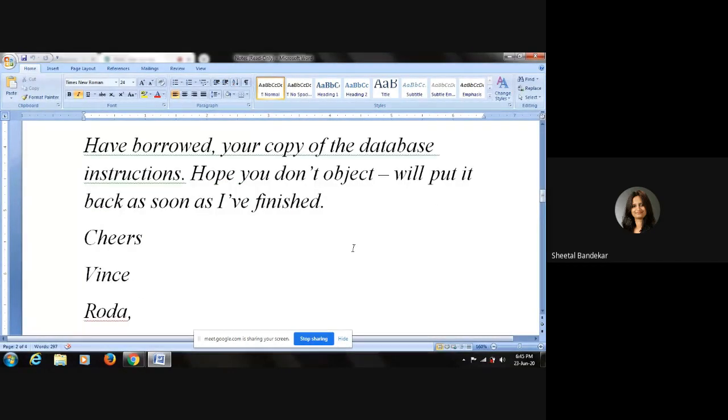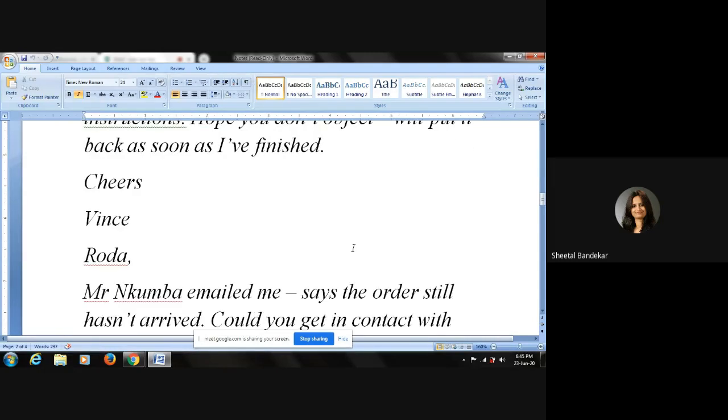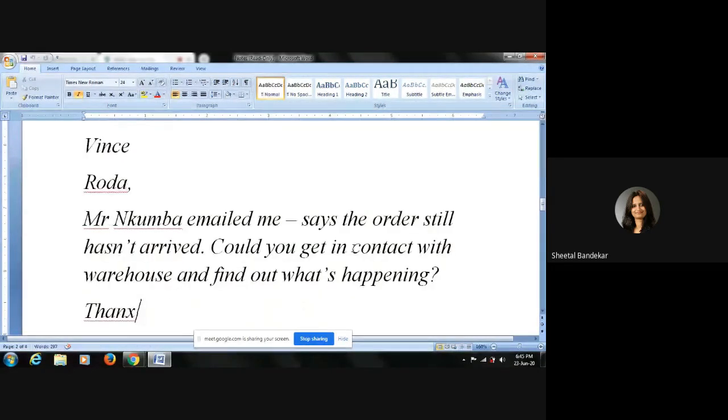Next example, Rhoda. Now you're writing a note to Rhoda. Look at this. Mr. Kumba emailed me, says, why are you putting a hyphen? So that you want the reader to stop in between. Says the order still hasn't arrived. Could you get in contact with warehouse and find out what's happening? So this is a message to Rhoda. You're telling her Mr. Kumba emailed me, says the order still hasn't arrived. Could you get in contact with warehouse and find out what's happening?